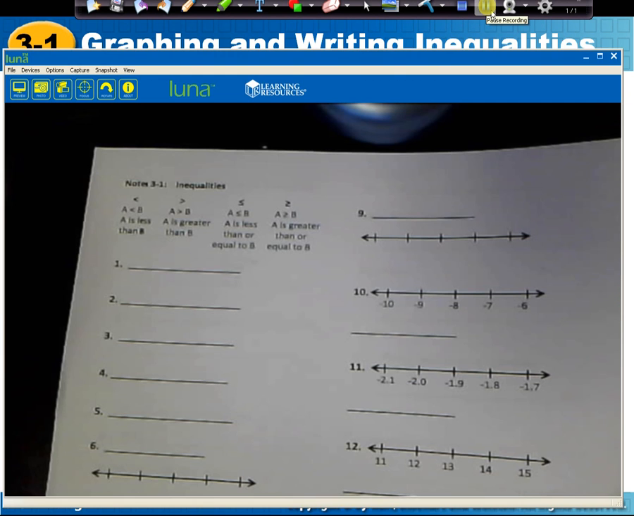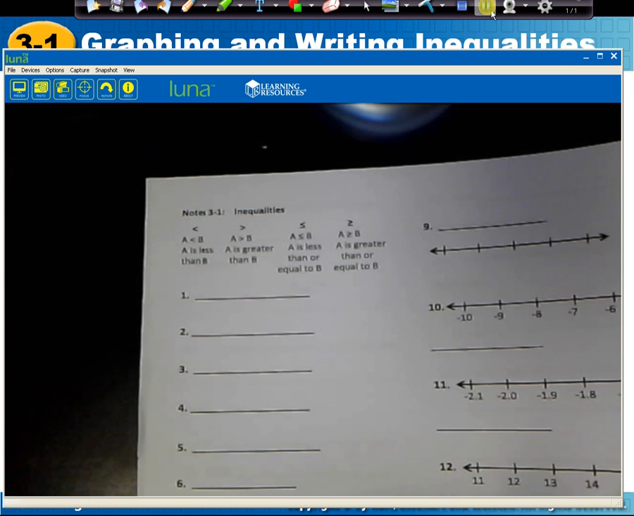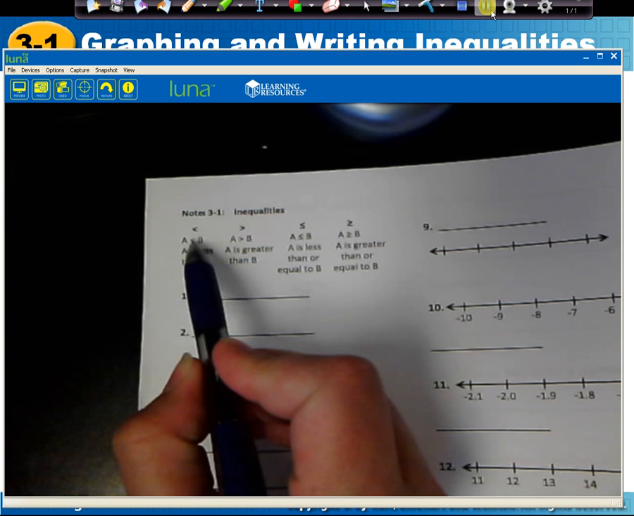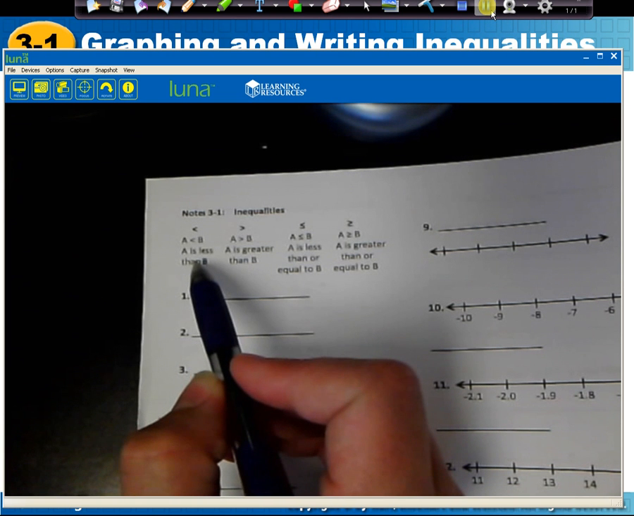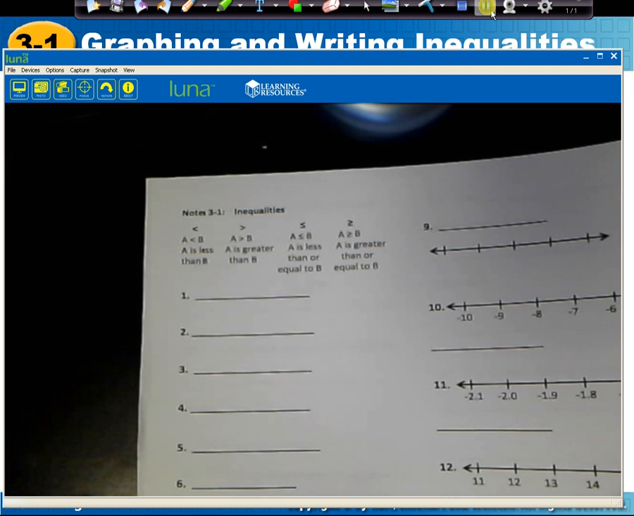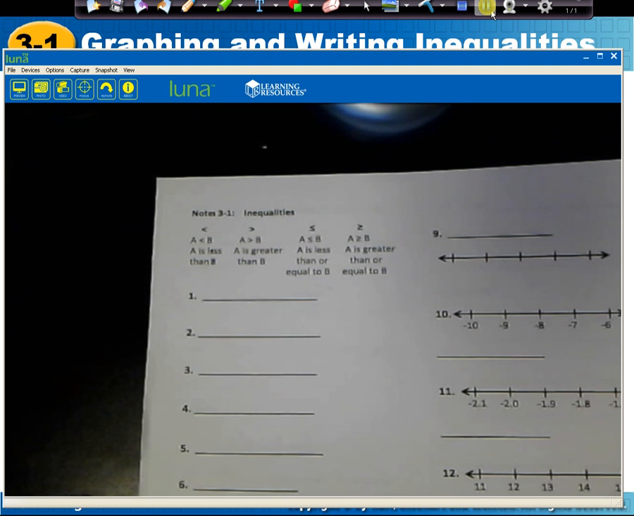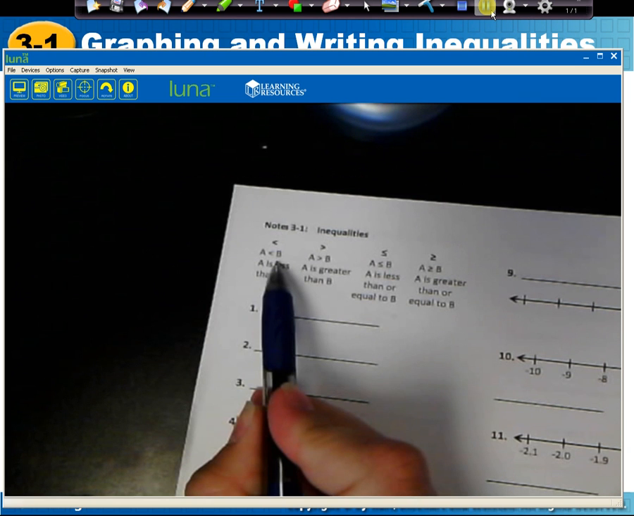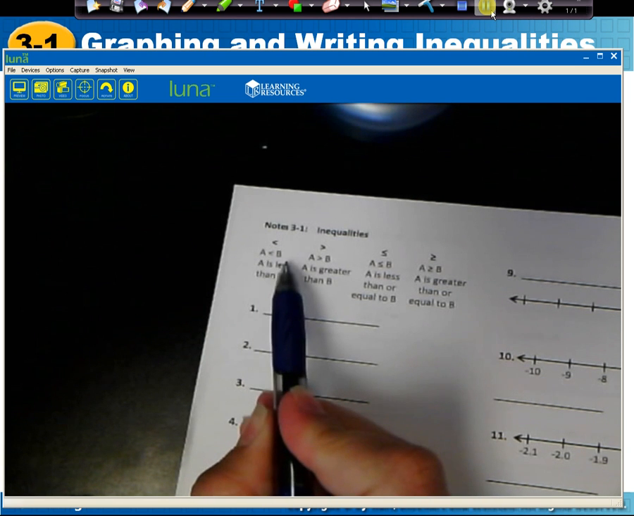All right, look with me at your note sheet, and you will see here the less than symbol, and it says A is less than B. We say A is less than B. And just keep in mind, just like they taught you back in elementary school, the alligator eats the bigger number. So in this situation, we know that this number is less than that number because the alligator is always going to eat the bigger number.